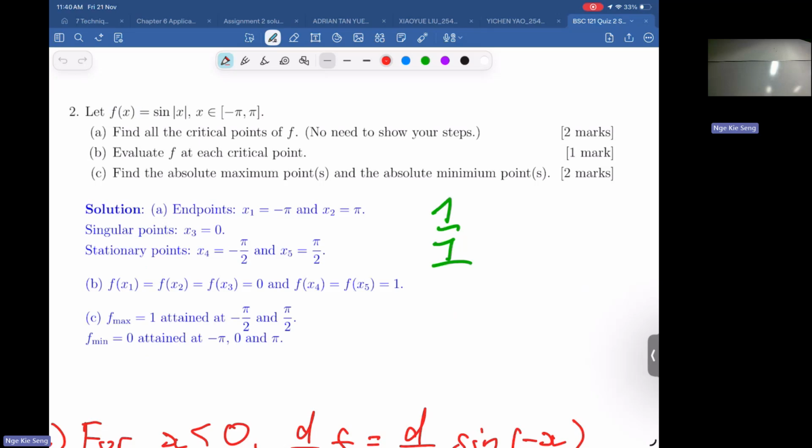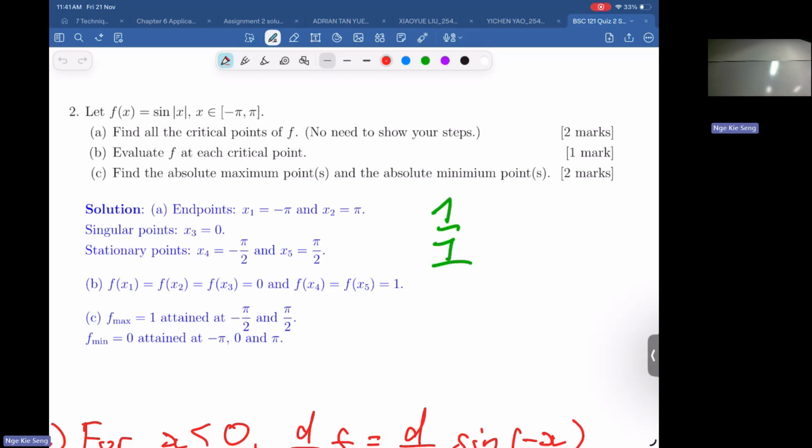There are 3 types of critical points that you should remember: endpoints, singular points, and stationary points. Endpoint means the endpoint of the domain. If the domain is R, then there's no endpoint. But other than that, you should have endpoints. Endpoints are like the two sides of your intervals. For this class, you can understand it like that.